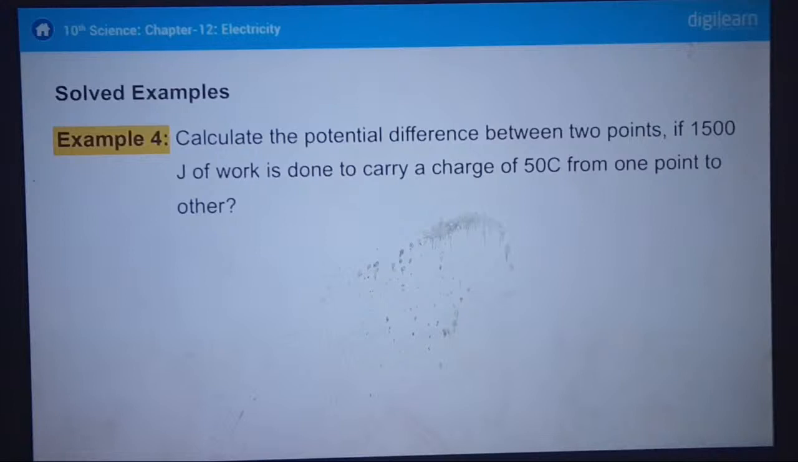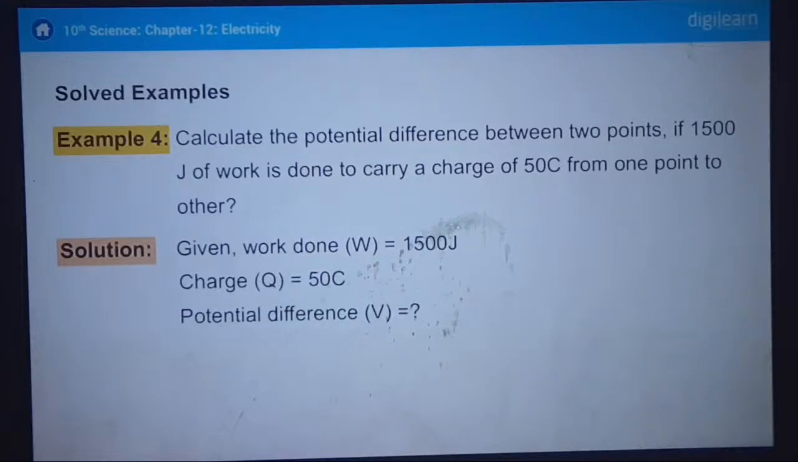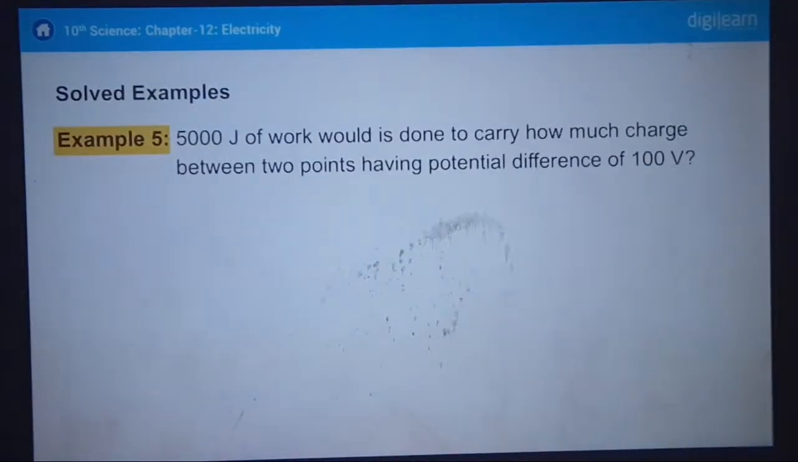Example 4. Calculate the potential difference between 2 points if 1500 joules of work is done to carry a charge of 50 coulombs from one point to the other. Solution: given work done W equal to 1500 joules, charge Q equal to 50 coulombs. Potential difference V to be found out. We know that V equal to W by Q, or V equal to 1500 joules divided by 50 coulombs equal to 30 volts.